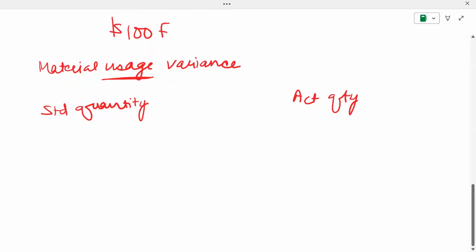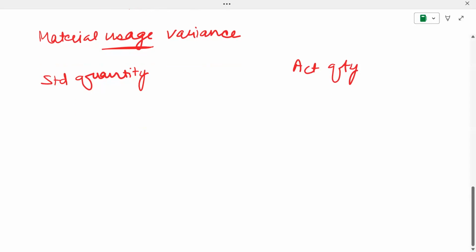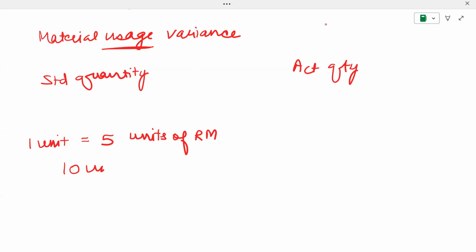So let's suppose, according to the standards laid down in my business, one unit should take 5 units of raw material. All right. And the actual quantity which we have produced is, let's suppose, 10 units, just for the sake of simplicity. So if one unit takes 5, ideally, 10 units should have taken 10 multiplied by 5, which will give you 50. So standard quantity to produce these 10 units will be 50, but I actually ended up using 60.